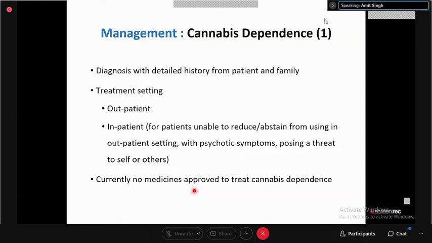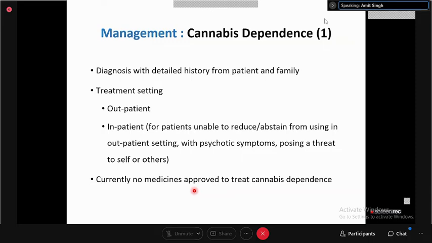Regarding the management of cannabis dependence per se, the diagnosis is made with a detailed history from the patient and family. We would inquire about the features of dependence, and if a person fulfills the diagnosis of dependence, then we can proceed with the management for dependence. The treatment can usually be done on an outpatient basis. However, patients who are unable to reduce or abstain from cannabis in an outpatient setting, or are presenting with psychotic symptoms or posing a threat to self or others, can be hospitalized also. So inpatient treatment can be given to them.